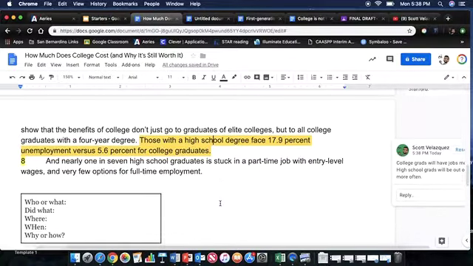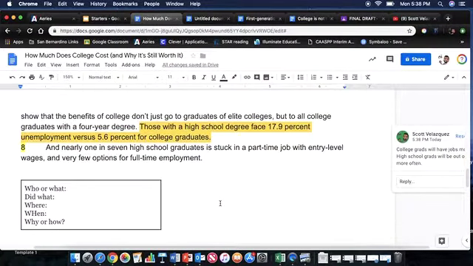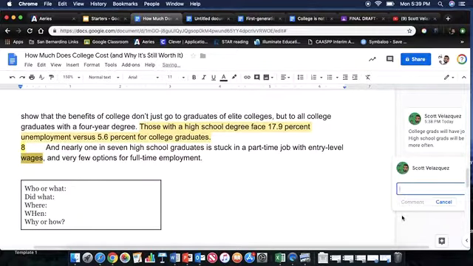All right, paragraph 8. And nearly 1 in 7 high school graduates is stuck in a part-time job with entry-level wages and very few options for full-time employment. Okay, wages, let's highlight that word. Wages means the money you make.